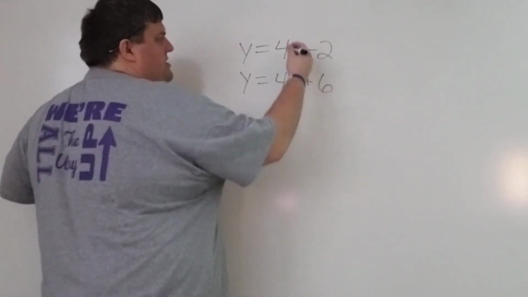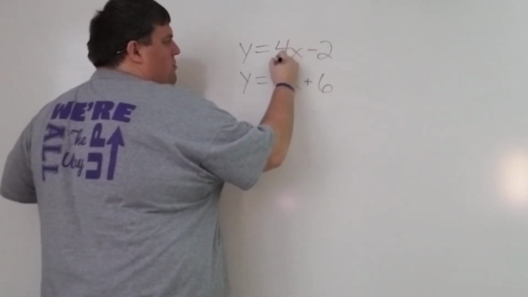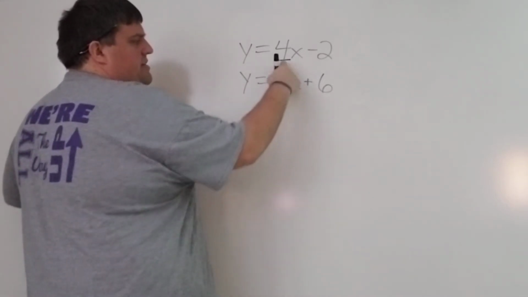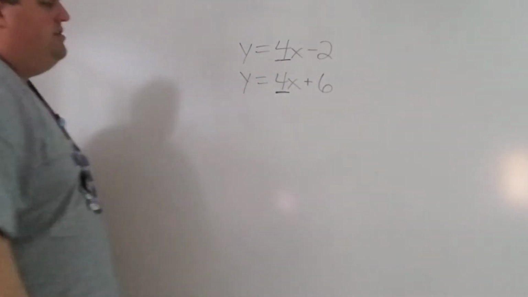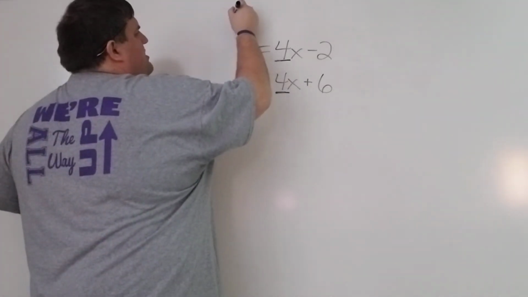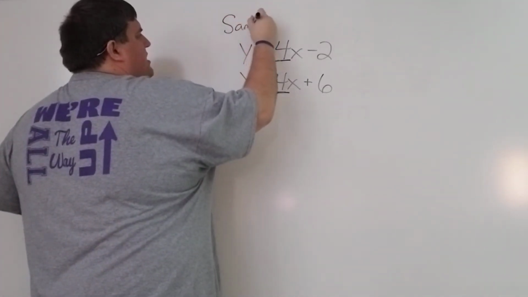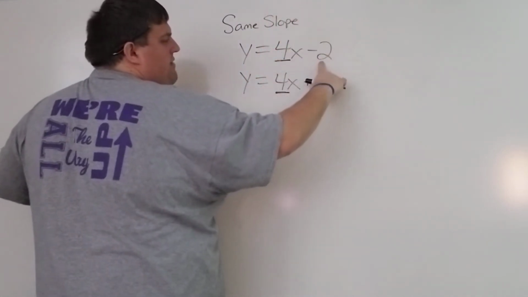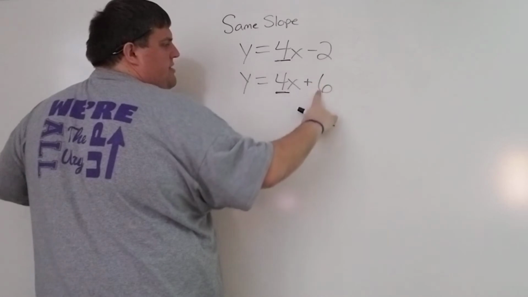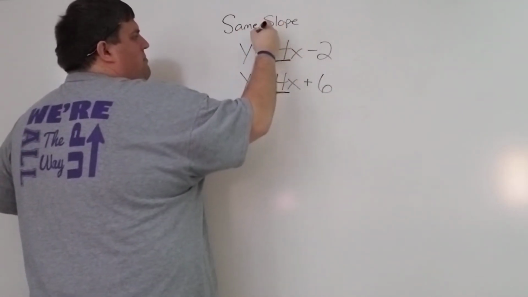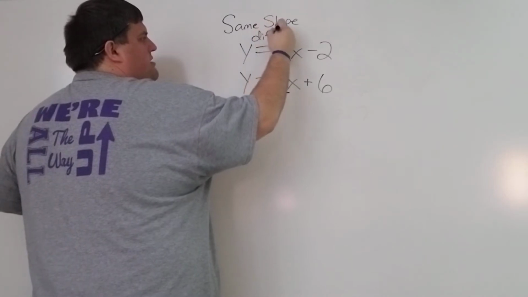But I notice here that my slope is the same in both of these. You guys see that? So my m, my slope value, is the same. So this situation I'd call same slope. But if I look over here at their y-intercepts, those are definitely different numbers. So they have the same slope, but they have different y-intercepts.